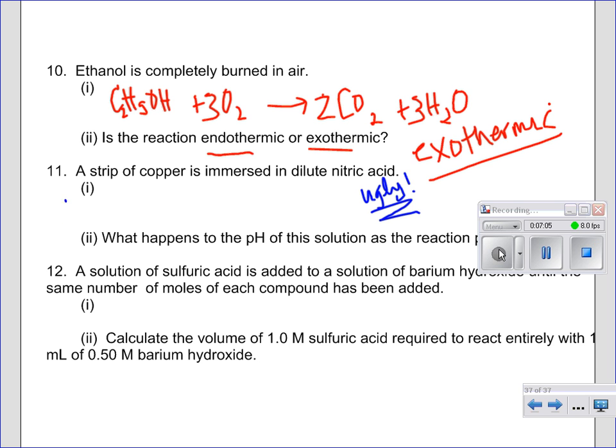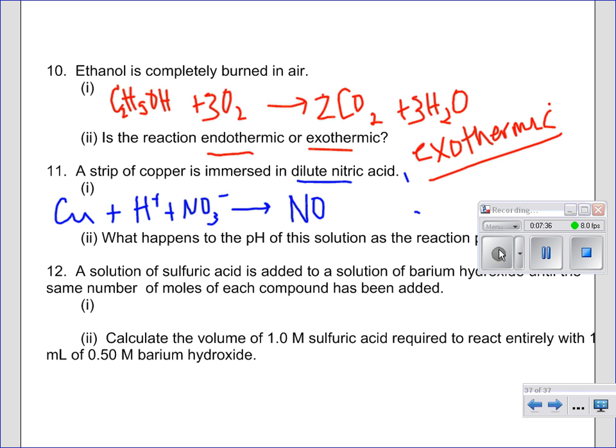Copper is immersed in nitric acid. This is the one time that we keep in that nitrate because it's part of the redox reaction. Looking at this, we're going to look at that polyatomic, and it is going to decompose to what gas? Because it says dilute nitric acid, NO. Now, why am I doing redox? People are asking, I'm sure. There's nothing to double replace here. It's a single replacement, so it's got to be redox.